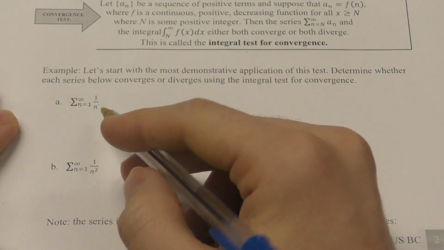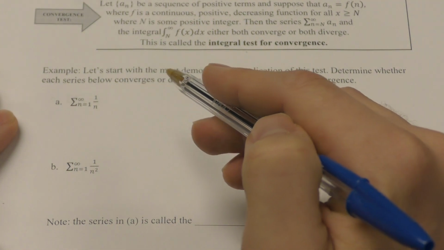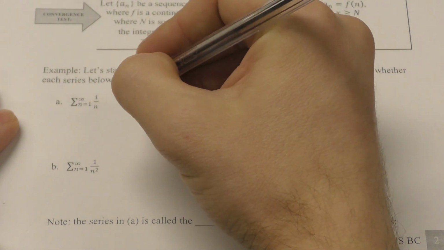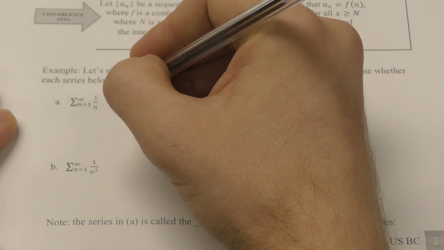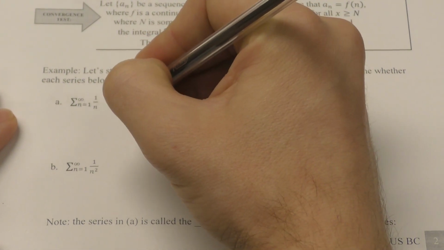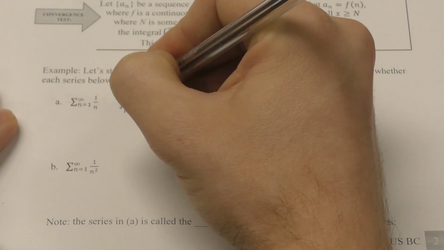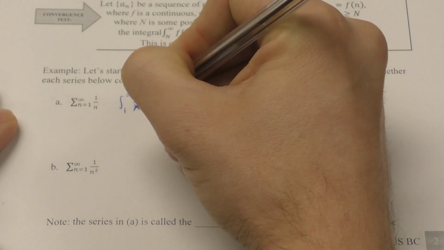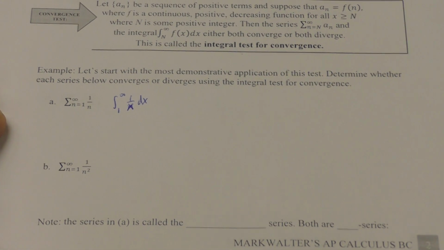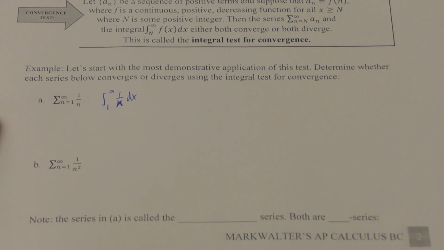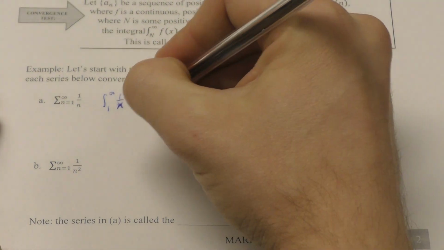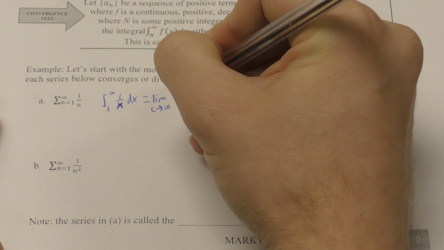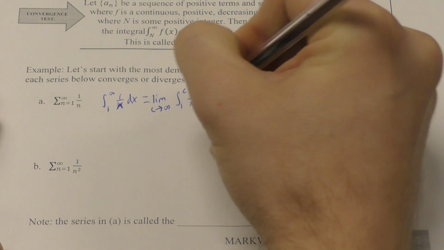1 over n, as n increases, is continuous, positive, and decreasing. So I can use my integral test. All right, what does the integral test say? It says I can turn this into the integral from 1 to infinity of 1 over x dx. I'll call it 1 over x to make us recognize the difference here. Essentially you go, Markwalter, this is an improper integral. And you're right, it is an improper integral, so we'll use all of our improper integral rules. I'll define a limit as c approaches infinity of the integral from 1 to c of 1 over x dx.